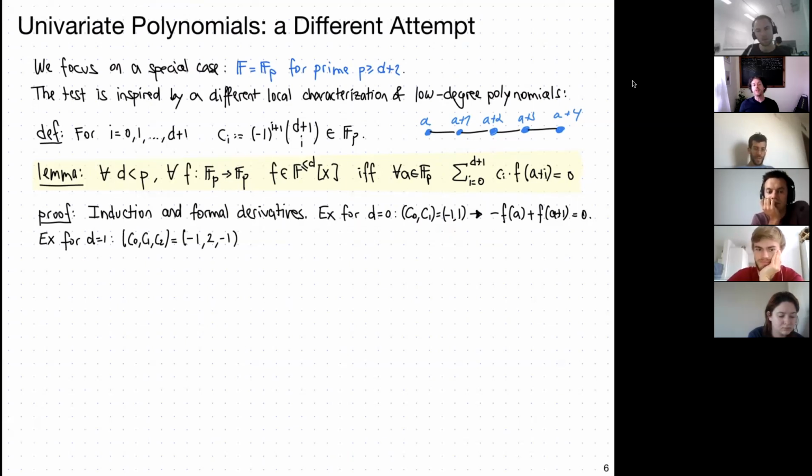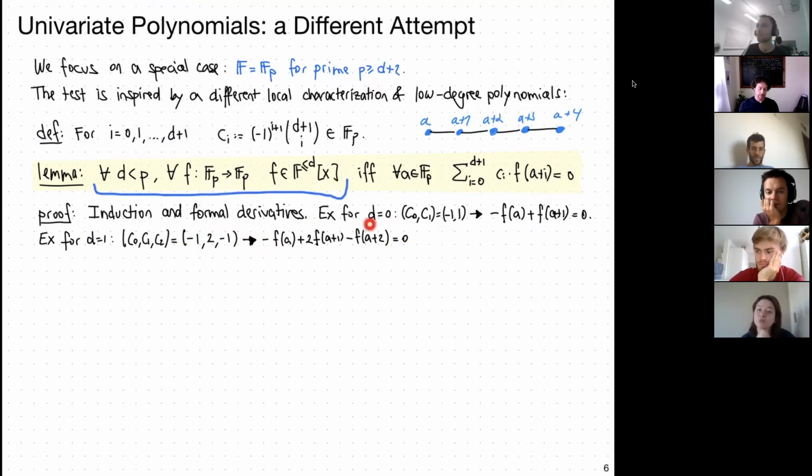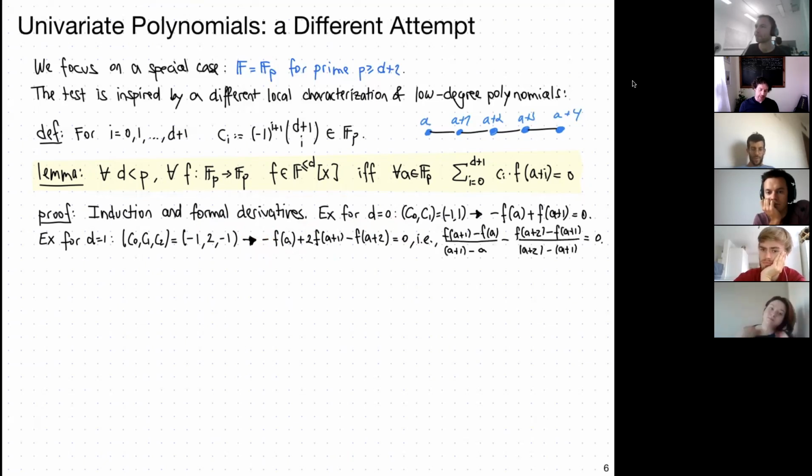So we get these values -1, 2, and -1. And this will amount to having this linear constraint, right? Just plugging in this value translates to this linear constraint. It might seem a bit ugly or random, but if we reorganize it, then you get the derivative at one point and the derivative at another point.